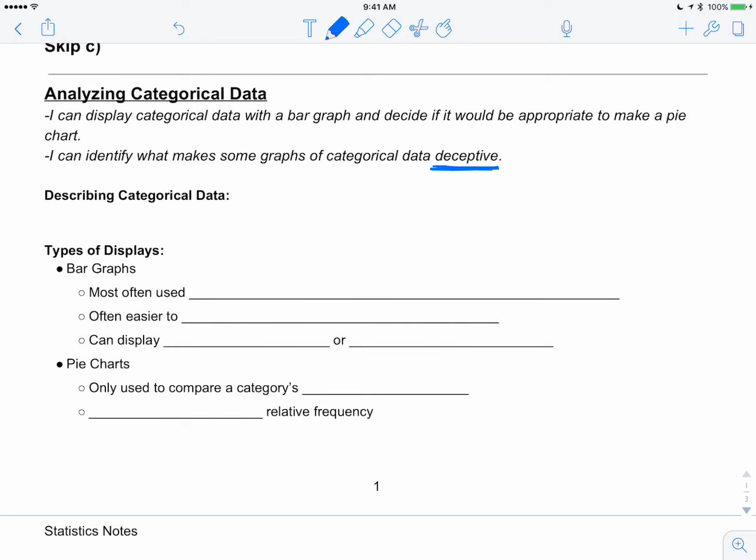First, describing categorical data. Discuss relative sizes and use the mode when describing.